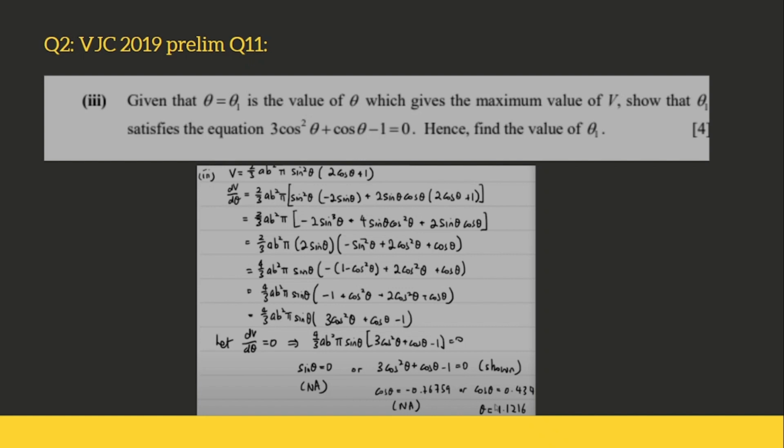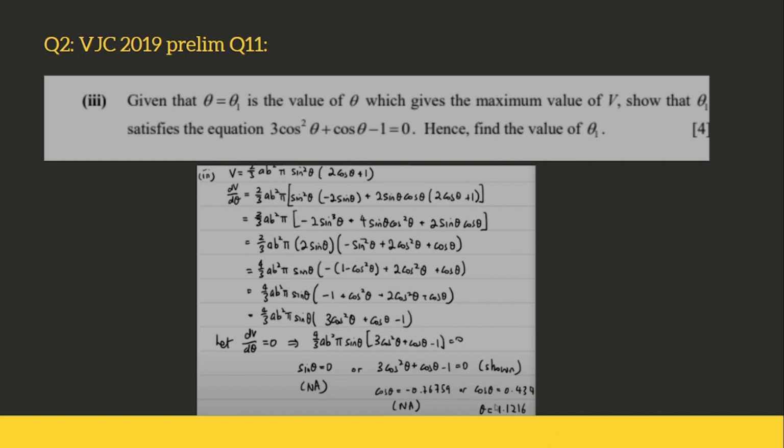So first part is sine squared theta, then you differentiate the 2 cos theta plus 1, you get minus 2 sine theta. Then on the other side, you will get 2 sine theta cosine theta, because we differentiate the sine squared theta, times our 2 cos theta plus 1, which remains the same. We then simplify it further by factoring out the 2 sine theta, and then we can get the minus sine squared theta plus 2 cosine squared theta plus cos theta.